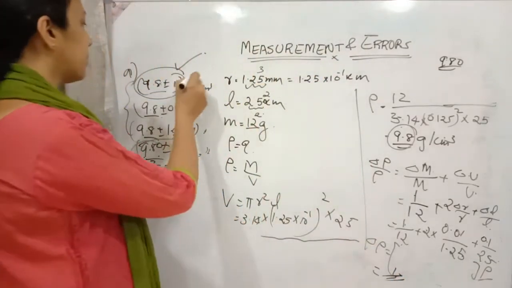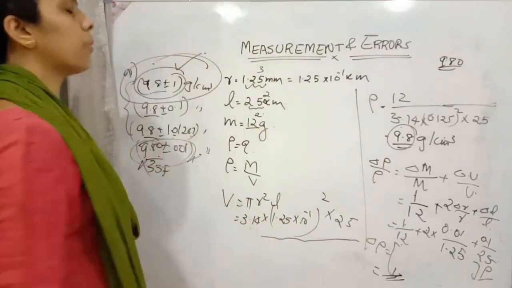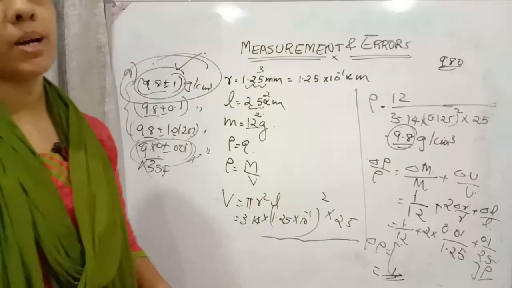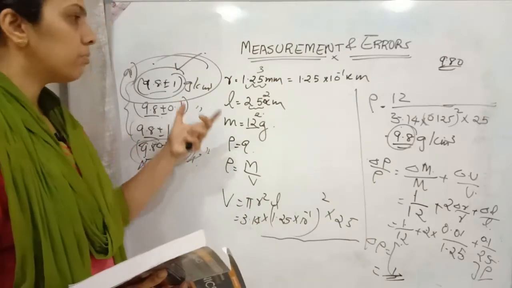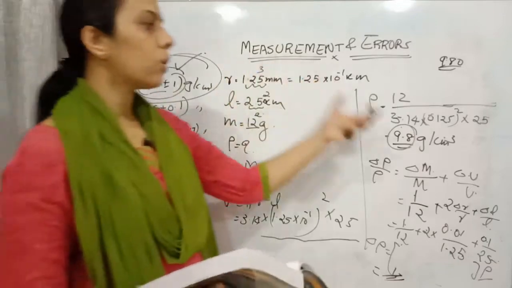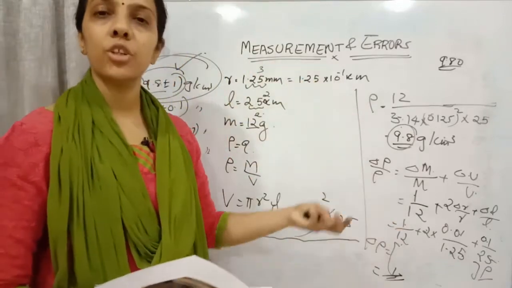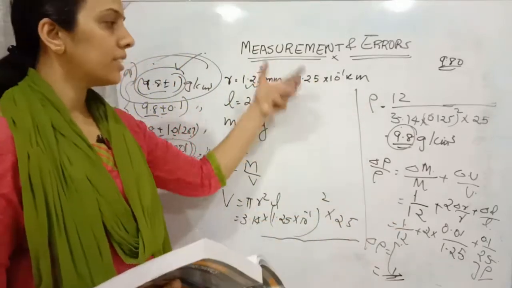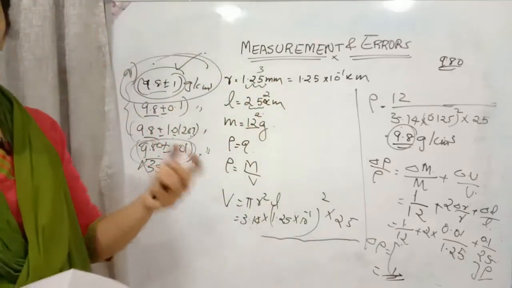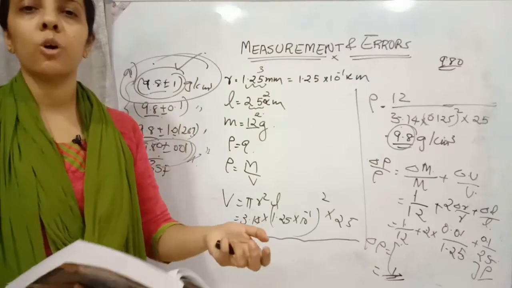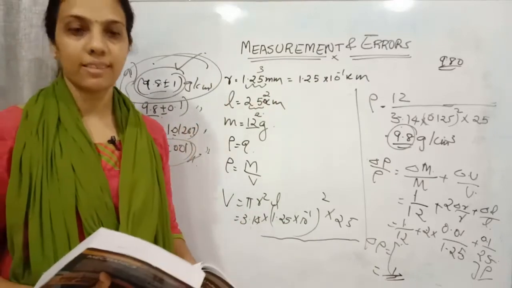1 gram per centimeter cube. The final answer is 9.8 plus or minus 1 gram per centimeter cube. So don't try to calculate all the things. Instead of that, what can you do? You can just eliminate the wrong ones. Try to eliminate the wrong ones and try to find out the final answer.